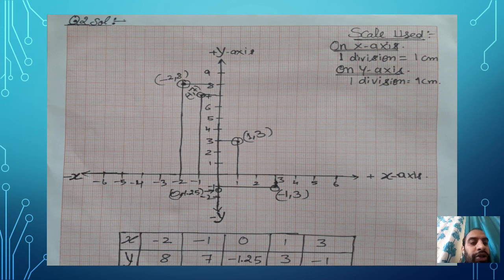Your next point is 0 and -1.25. You might be thinking how to represent 1.25. So my dear student, it is clearly written there, one small division is equal to 1 centimeter. That means there are 10 small columns. You can count in between on this graph paper. There are 10 small divisions between two countings. So we can easily count like, if we are going from 1 to 2, that means 1.1, 1.2, 1.3. In this way we are moving forward.